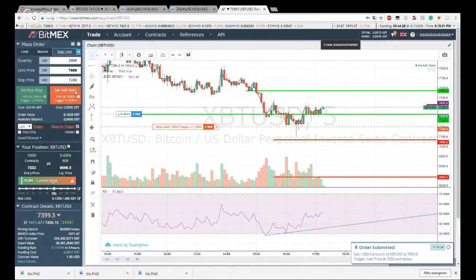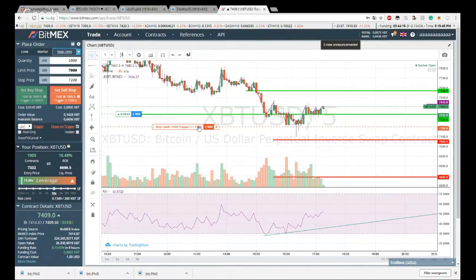Basically, what this means, the stop is at 7,200 and the limit is at 7,000. This means that if the price reaches 7,200, it's going to initiate what is called a stop limit order. It's going to sell the position that I have, and it's going to continue selling all the way until the limit, which is set at 7,000. So it will keep triggering sell orders all the way until 7,000.